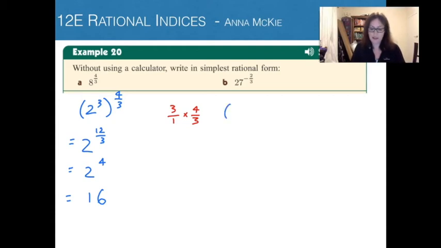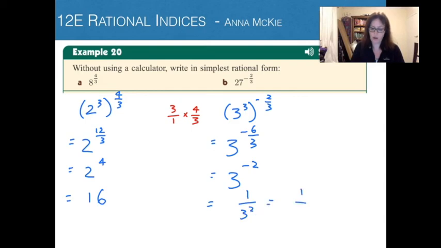And this one over here, the first step I would do is to put it into base 3, and then we're going to work out the rest of the power. So you're going to multiply here. You can jump straight to it's simplified if you like, if you know how to do that, but I'm just going to show each step. We're multiplying that 3 by the numerator of 2, so we're getting 3 to the power of negative 6 on 3. That comes out to be negative 2. Don't leave it there, we need to simplify that. That's 1 on 3 squared, or 1 on 9. So that's simplest rational form.